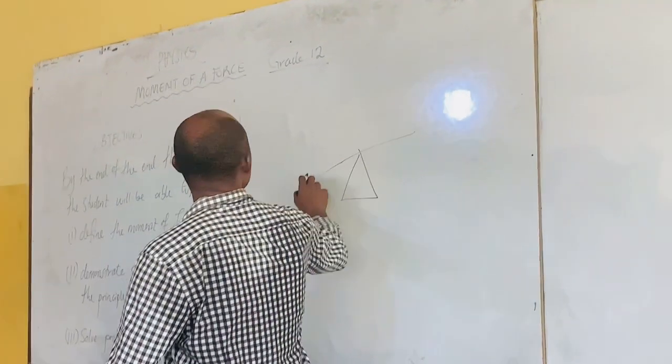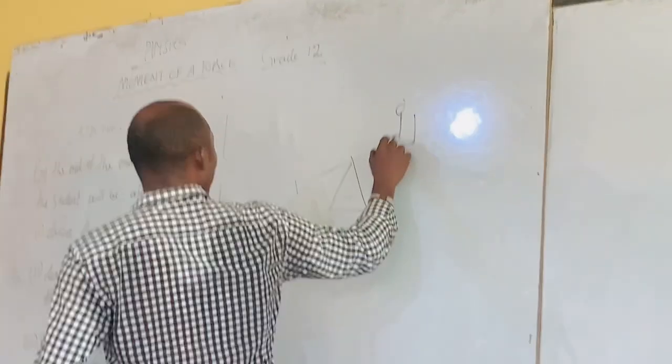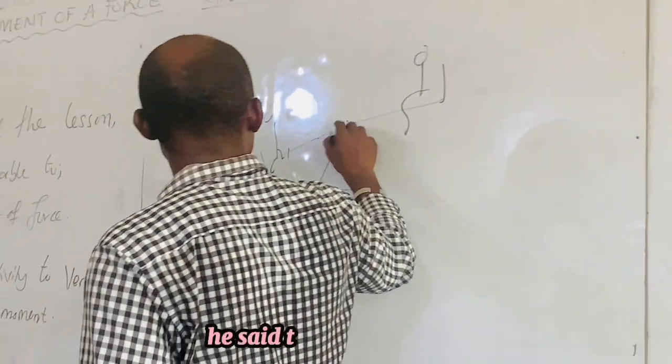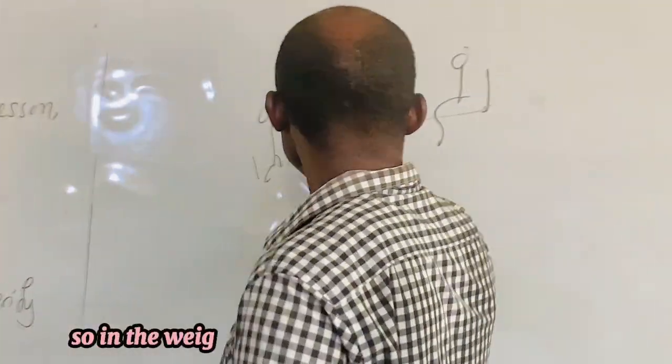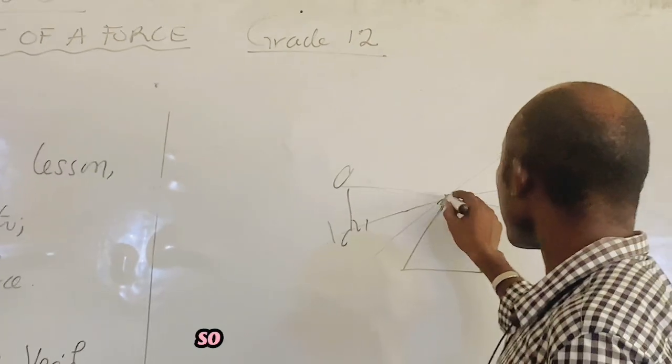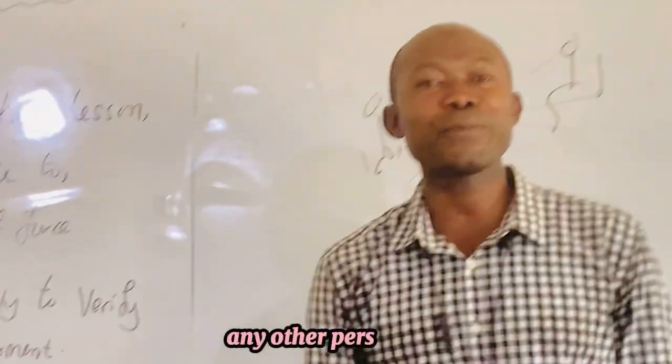Very good example. Another example there. This is a seesaw. Somebody is here, another person is here. This is a turning effect. So if their weights balance, it moves up and down, up and down. So the turning effect is here. Any other person?